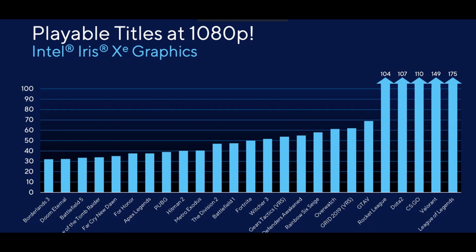And bear in mind that it says here 1080p, but it doesn't say what settings. So I'm assuming that these are going to be low settings, because from my experience with integrated graphics, you're not really getting ultra graphics out of them. And I think they probably want to keep these charts in terms of frame rates as high as possible. So I'm guessing these are probably low settings. But as you can see, GTA 5, Grid, Overwatch, about 60 FPS. But as you get down to Battlefield 5, Doom Eternal, Borderlands 3 at the other end of the chart, it's closer to 30 FPS.